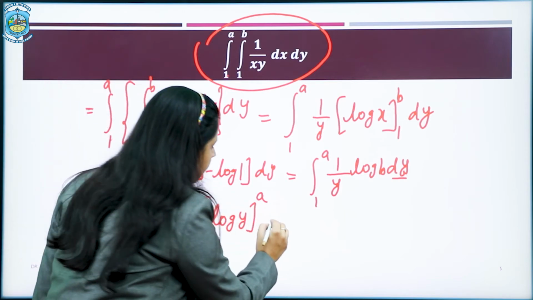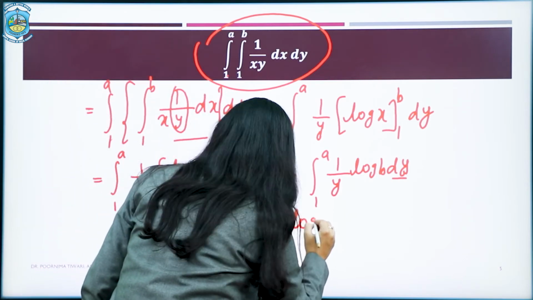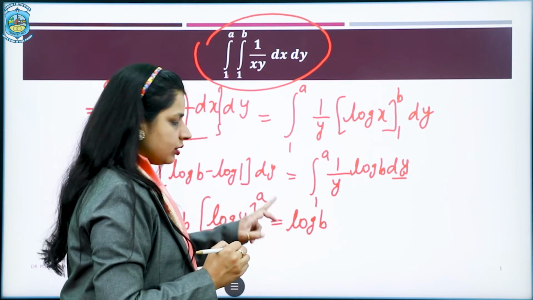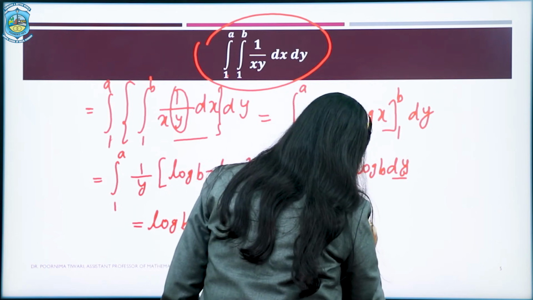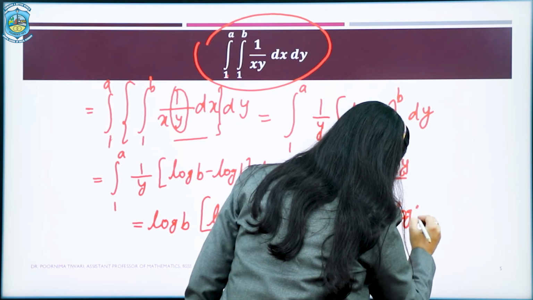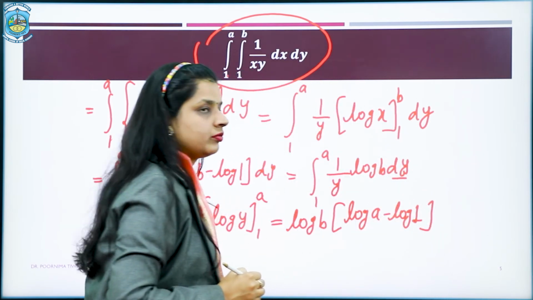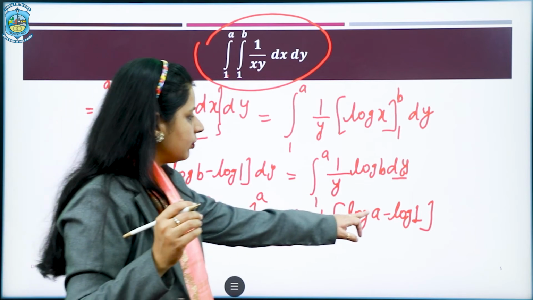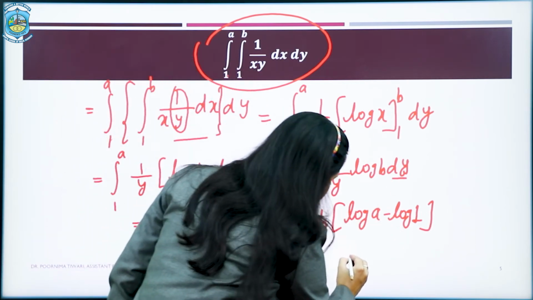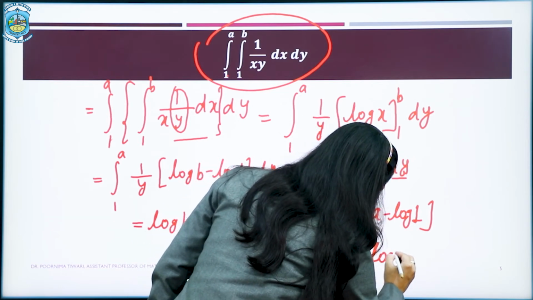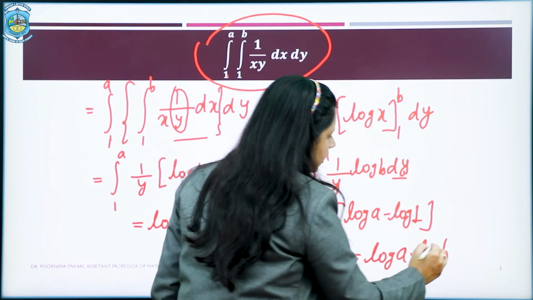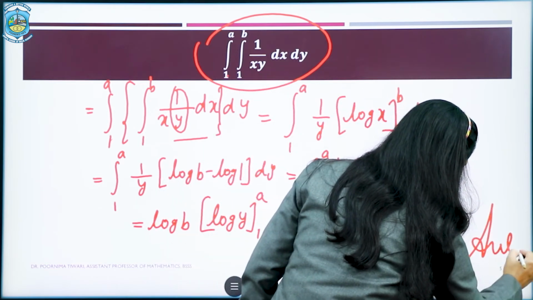Now, when we apply the limit, we'll get log a minus log 1. Again, the value of log 1 is 0. It means the value of this integral is log a multiplied with log b. That's our answer.